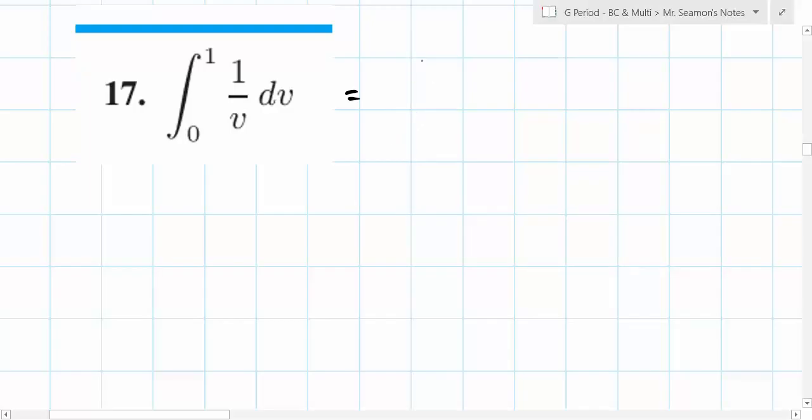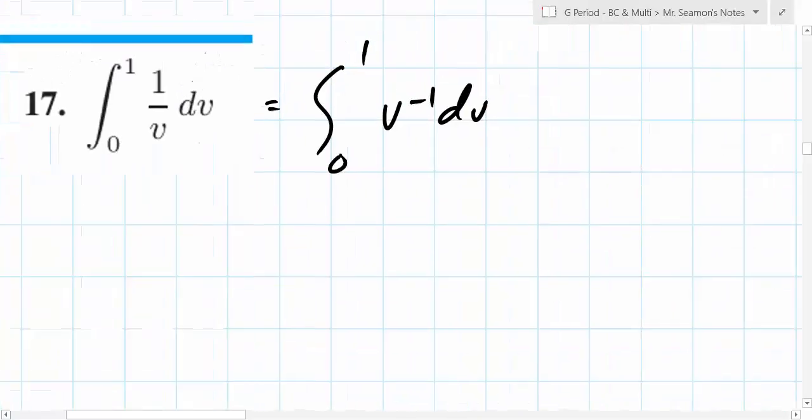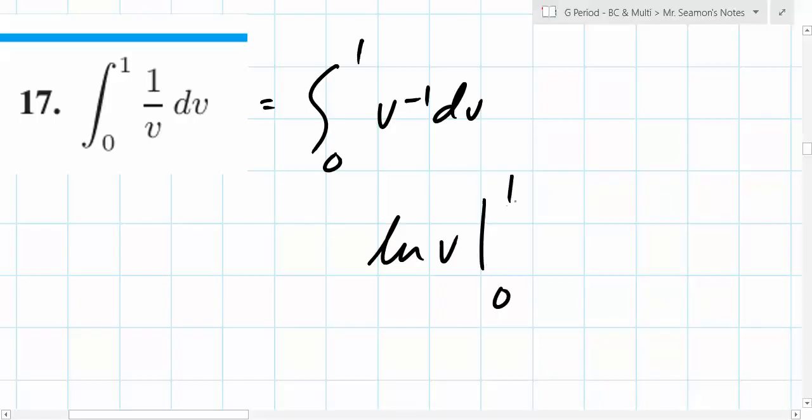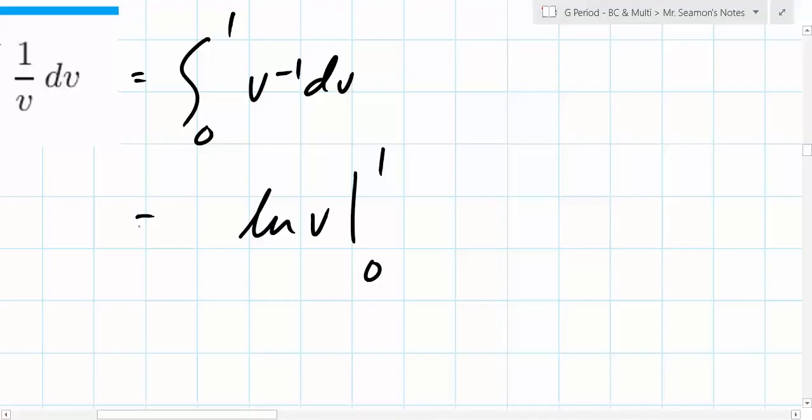So in this case, if you were to just crank through this, you'd be like, okay, this is the integral from 0 to 1 of v to the negative 1 dv. Well, what's the integral of v to the negative 1? ln, right? ln of v, correct? From what to what? 0 to 1. So if you were just cranking through this, what is this going to end up being? ln 1 minus ln of 0. What's the problem with that? ln of 0 doesn't exist, so what do you have to do?